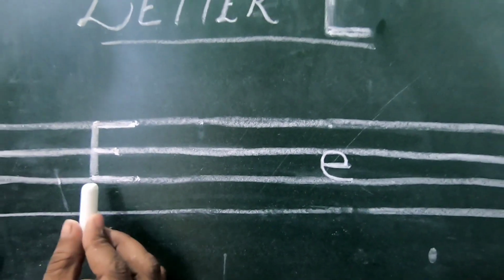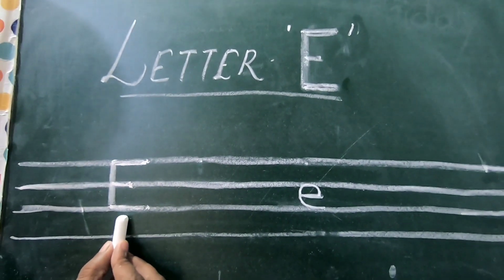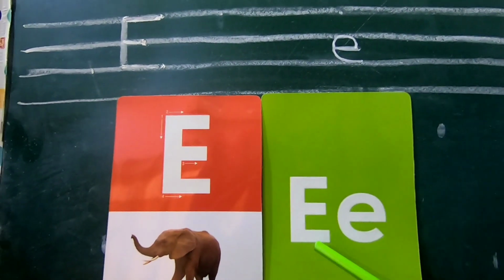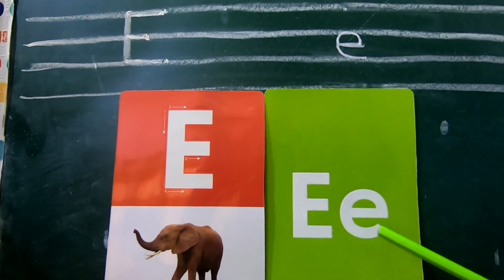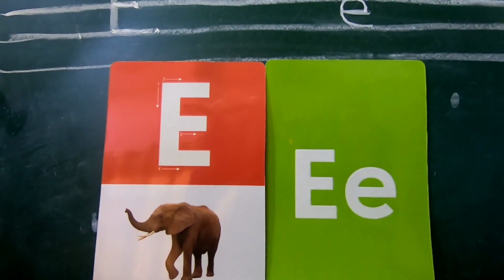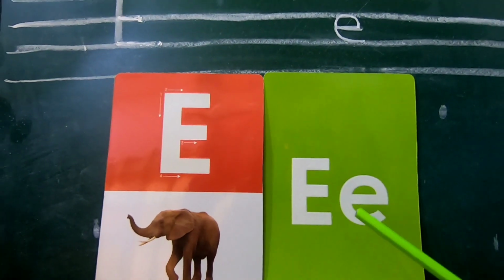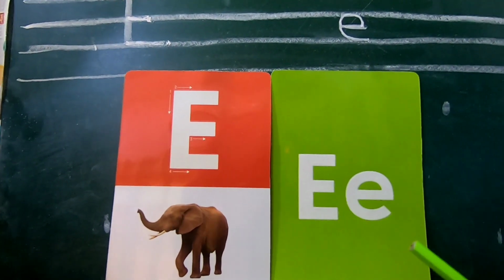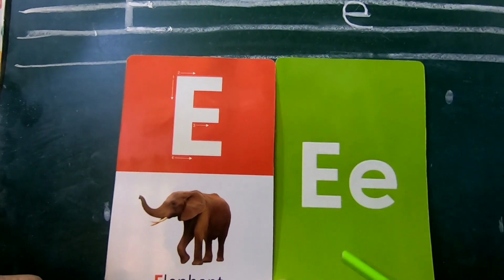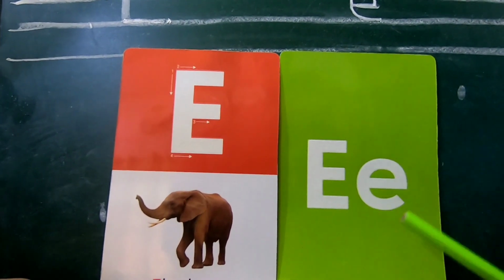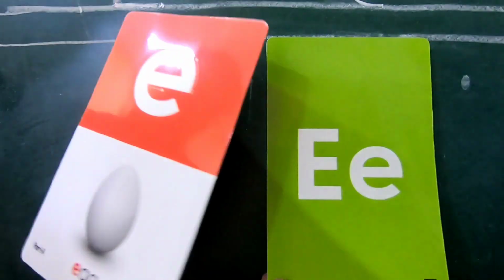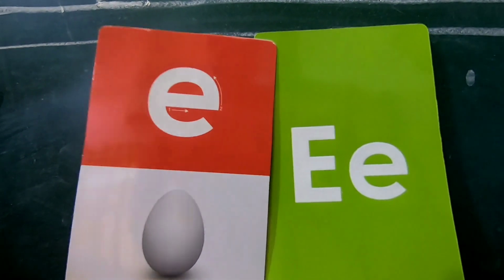So in this way we have learned how to write letter E. Now we will study the sound of letter E. So this is capital E and this is small e. Now it's a turn of its phonic sound. The phonic sound of letter E is A. A. The phonic sound of letter E is A. A. E for elephant, E for egg.